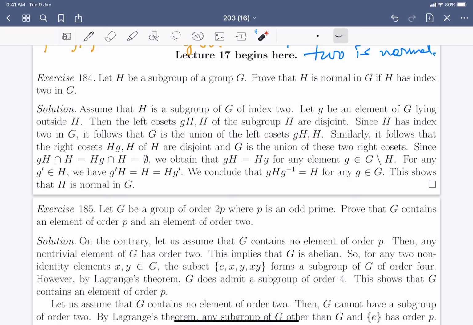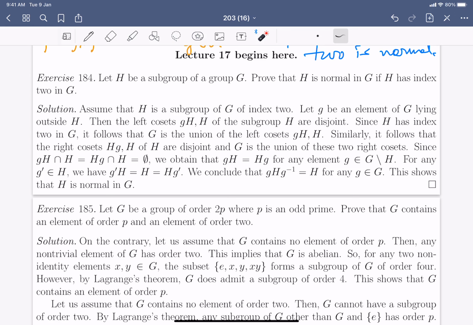Now if we look at the right cosets Hg and H, note that H is a right coset of H because H is equal to H times the identity element e. If you look at these two right cosets of H, then they are disjoint. We know that two right cosets of a subgroup are either equal or disjoint: when they intersect, they have to be equal.